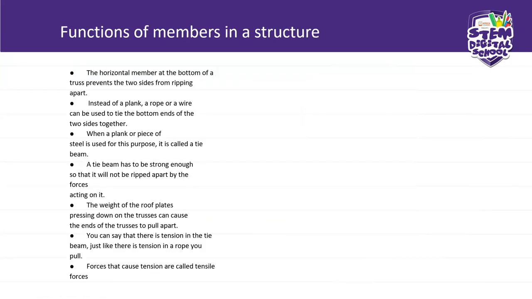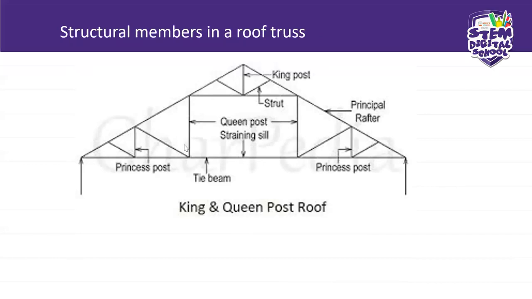You can say that there is tension in the tie beam, just like there is tension in a rope pull. Forces that cause tension are called tensile forces. Okay? When you look at this tie beam, we said you can use a rope instead, but you haven't seen a roof being held by a rope. So that's why we use a piece of timber or a piece of steel to span the distance between this wall and that wall. So imagine if this was a rope.